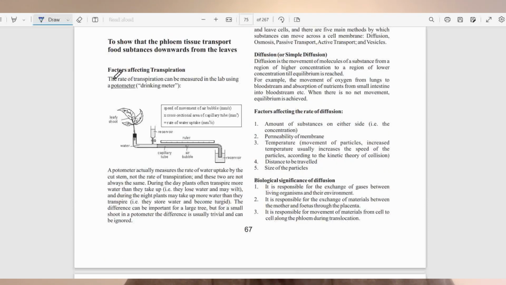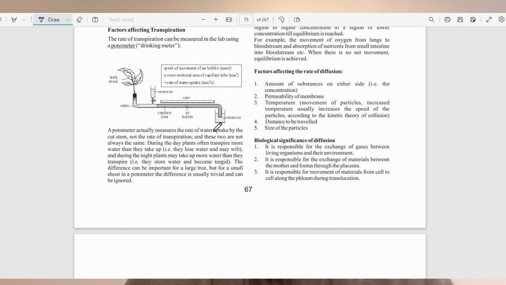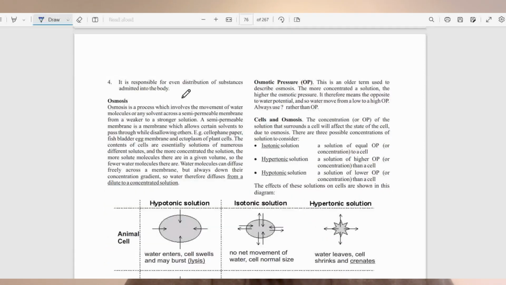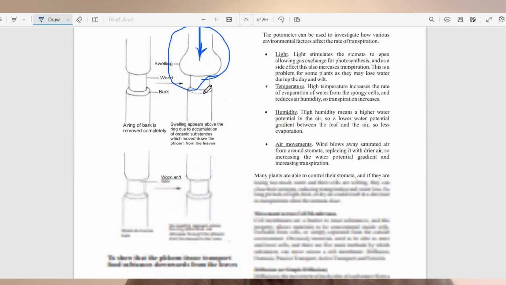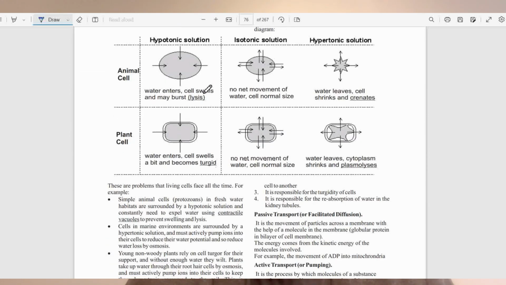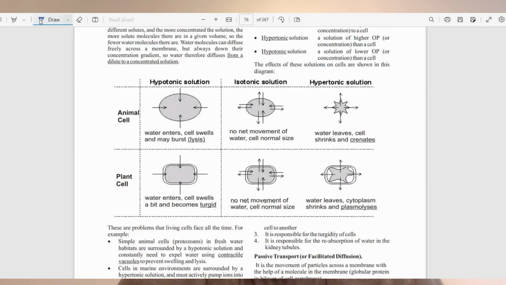And also the concept of transpiration, which is the loss of water from the leaves of the plant. There are also experiments to show that plant actually loses water by transpiration. All right, so let us look at the concept of hypotonic solution, isotonic solution, and hypertonic solution.